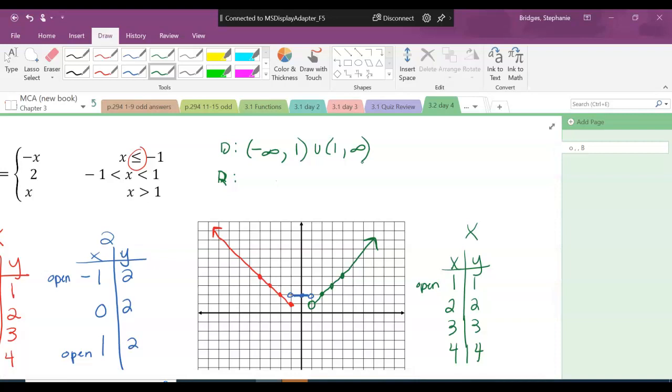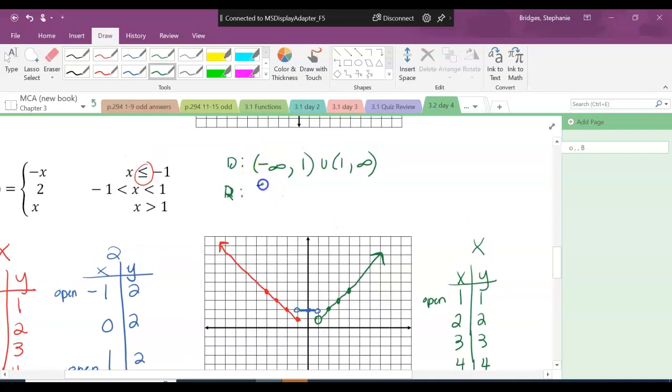Range goes from bottom to top. Where is the first point that my graph touches on my y-axis? 1. And then is it continued forever up? Yes, even though I have holes here, my red and my green are both going to cover that. So we go from 1 to infinity. Is it a bracket or a parenthesis at 1? Bracket, because I'm equal to 1 there.